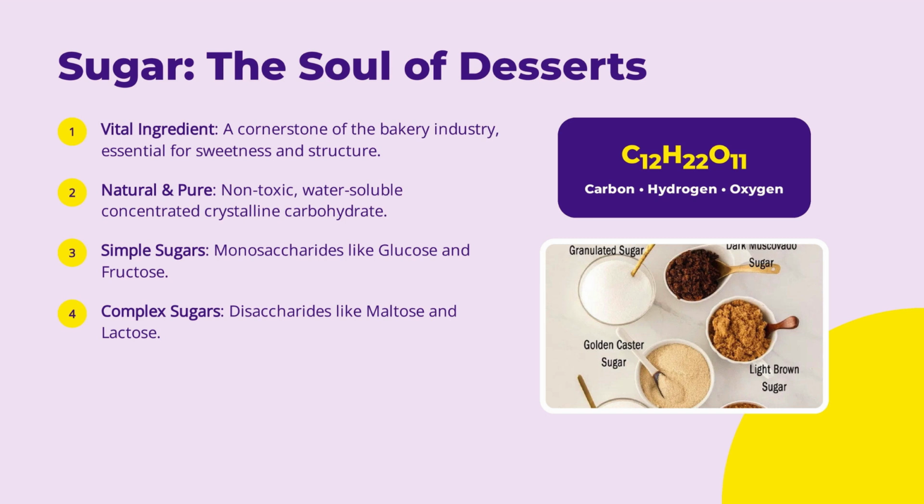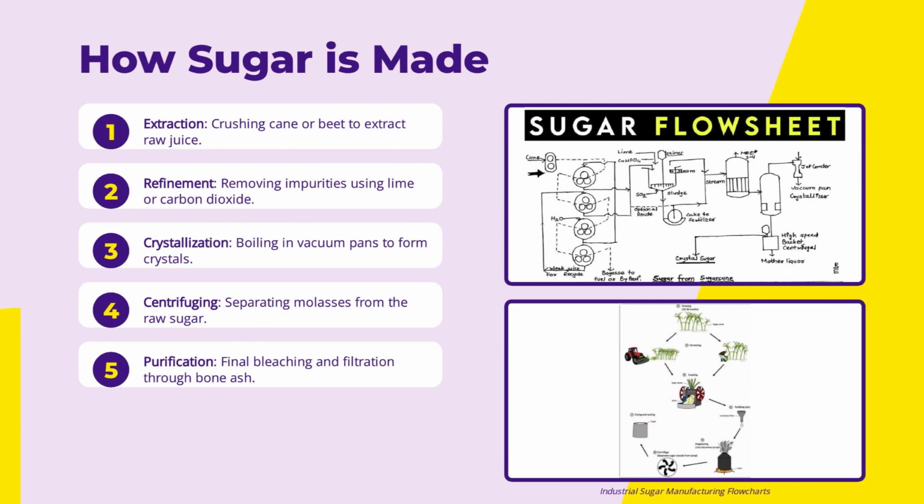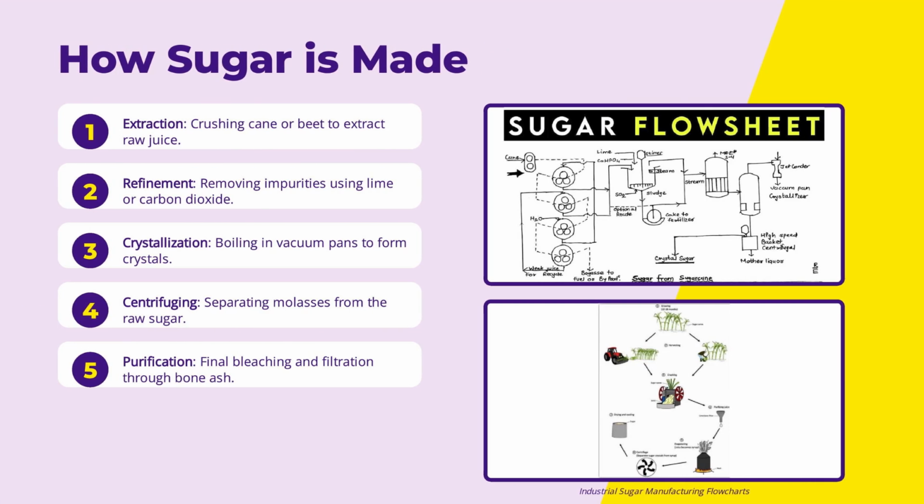You can also observe the chemical formula of sucrose, C12H22O11, which indicates that sugar is composed of carbon, hydrogen, and oxygen. This basic chemical composition explains many functional properties of sugar during baking. Now that we understand what sugar is, let us see how it is manufactured on an industrial scale.